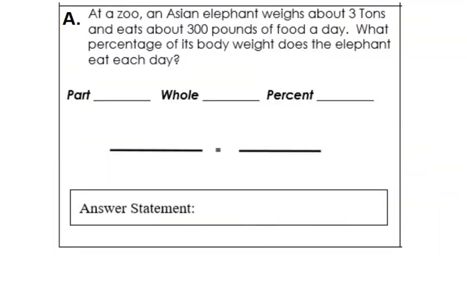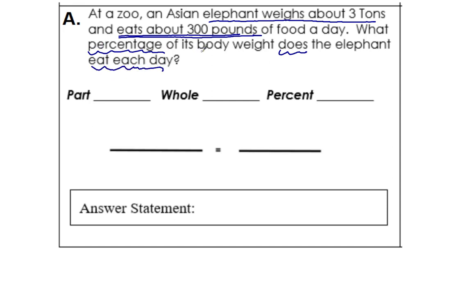Problem A. At a zoo, an Asian elephant weighs about 3 tons and eats about 300 pounds of food a day. What percentage of its body weight does the elephant eat each day? Okay, let's look at the numbers we're given. We're told that the elephant weighs about 3 tons and that it eats about 300 pounds of food a day. And then we want to know what percentage of its body weight the elephant eats each day.